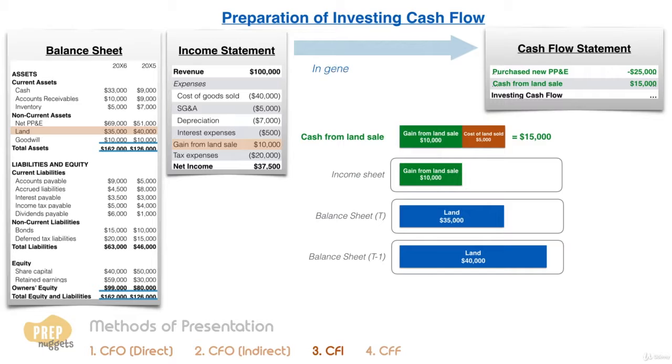In general, the cash from sale of an asset is the sum of gain or loss on the sale, plus the decrease in the asset account for the period. Totaling up all the items under CFI, we get an investing cash flow of minus $10,000.